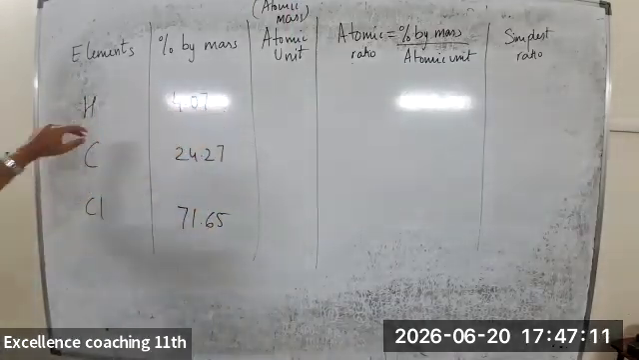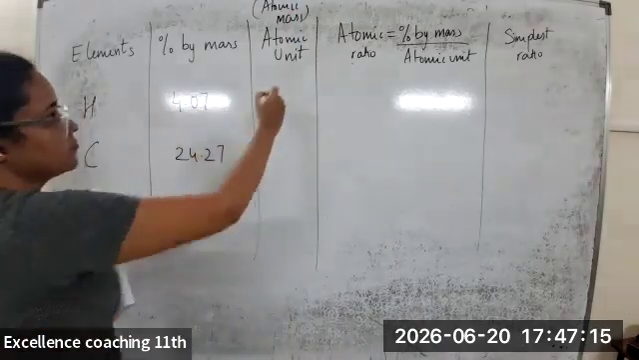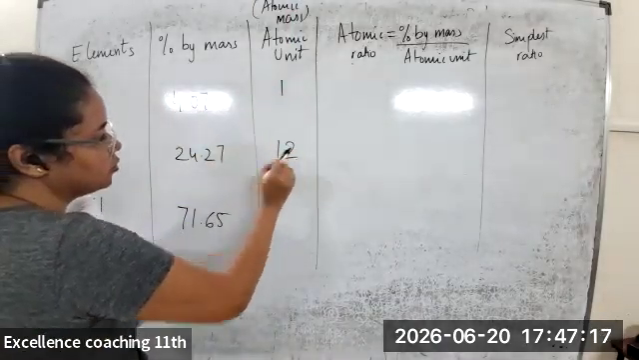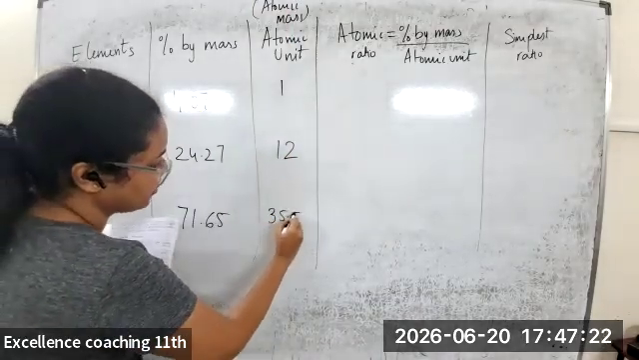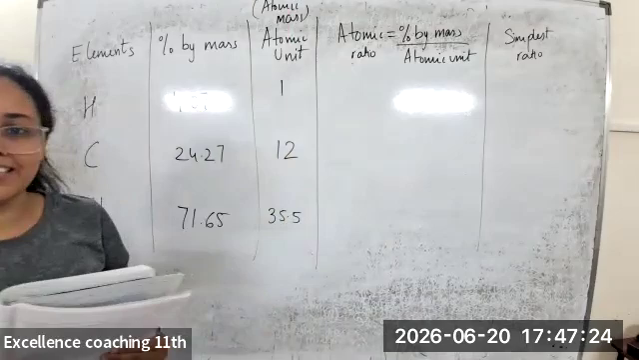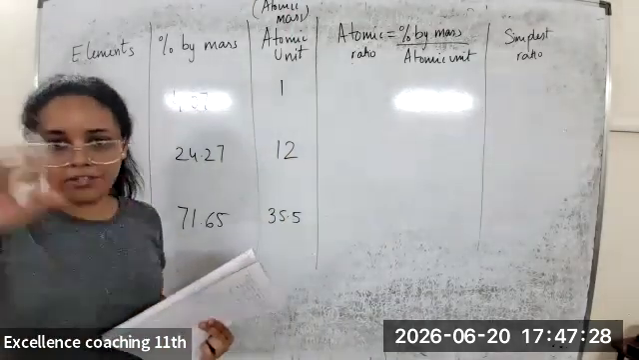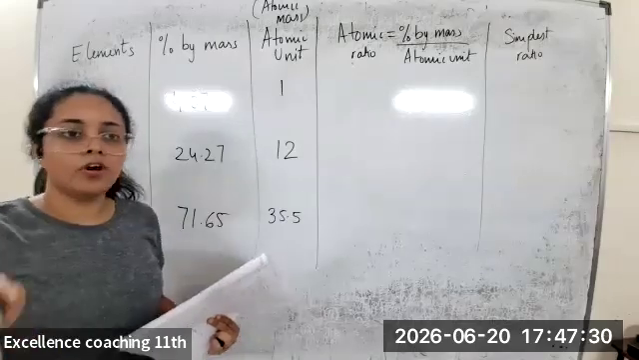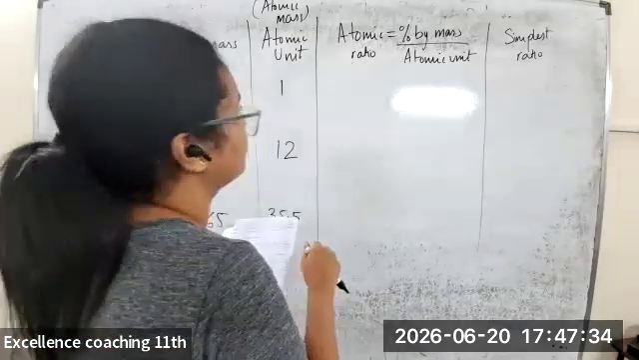So what do you know? Like atomic mass of hydrogen will be what? 1. Carbon 12. And chlorine will be 35.5. Okay, some take it as 35, some take it as 35.5. But this will be given to you, at the start of your problem or the start of the page.